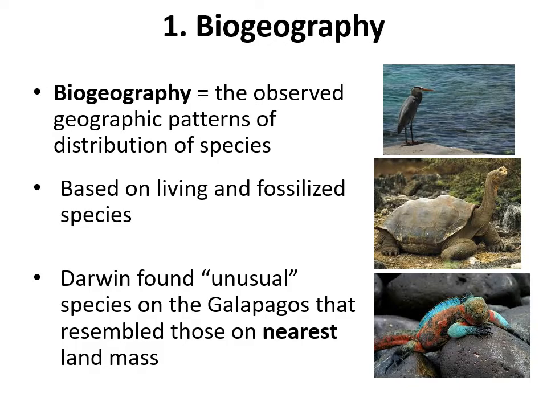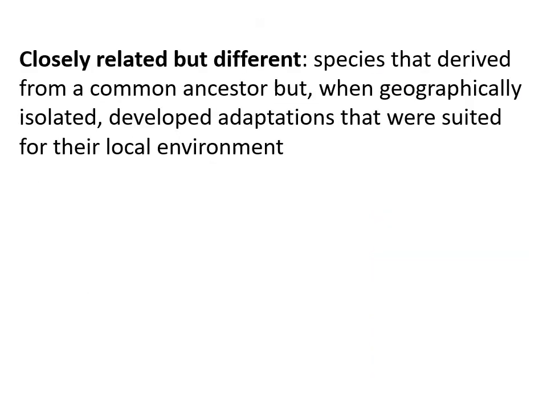So, biogeography, as we mentioned, is based on what species are located where, the observed geographic patterns of distributions of species. This can be based on living species that Darwin was able to see at the time, but he was also able to see some fossilized evidence of species and look at where they were located as well. He found these unusual species on the Galapagos Islands that resembled those on the nearest continental landmass.